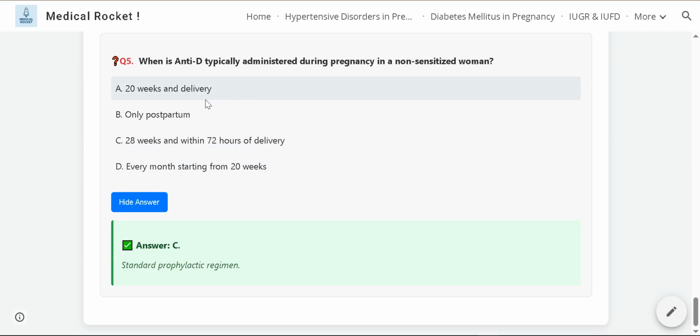Question 5. When is anti-D typically administered during pregnancy in a non-sensitized woman? A. 20 weeks and at delivery. B. Only postpartum. C. 28 weeks and within 72 hours of delivery. D. Every month starting from 20 weeks. Correct answer, C. The standard prophylactic regimen is to give anti-D IgG at 28 weeks gestation and again within 72 hours postpartum if the baby is Rh positive.